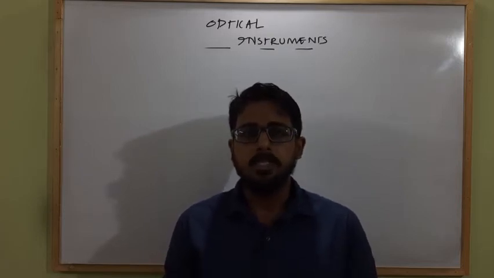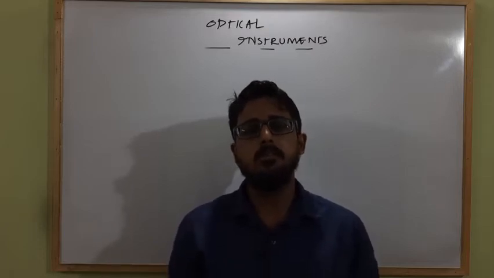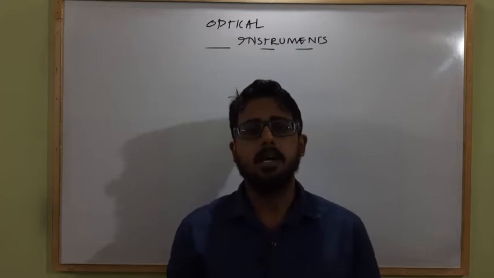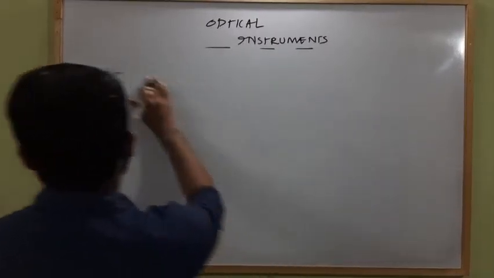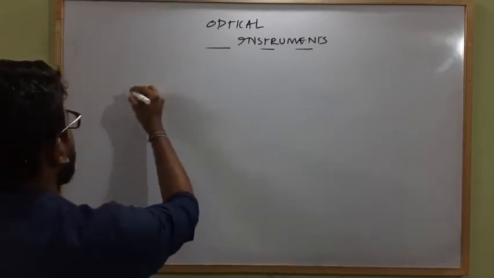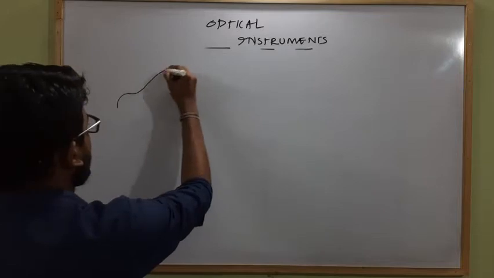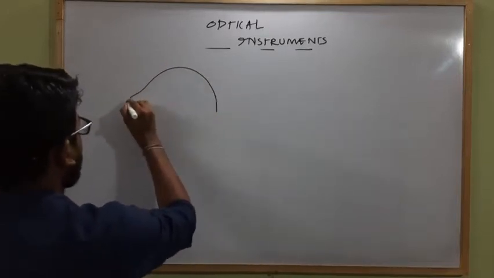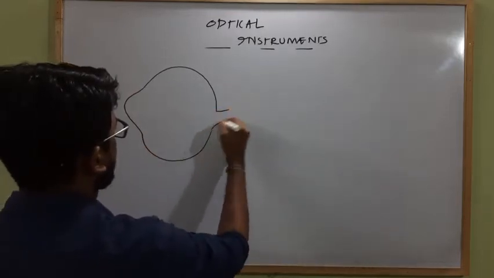But basically the most advanced optical instrument we use in our day-to-day life, from our birth to our death, is our eye. So what is the human eye? Let's discuss the human eye briefly. The human eye is basically a mostly spherical structure like this.